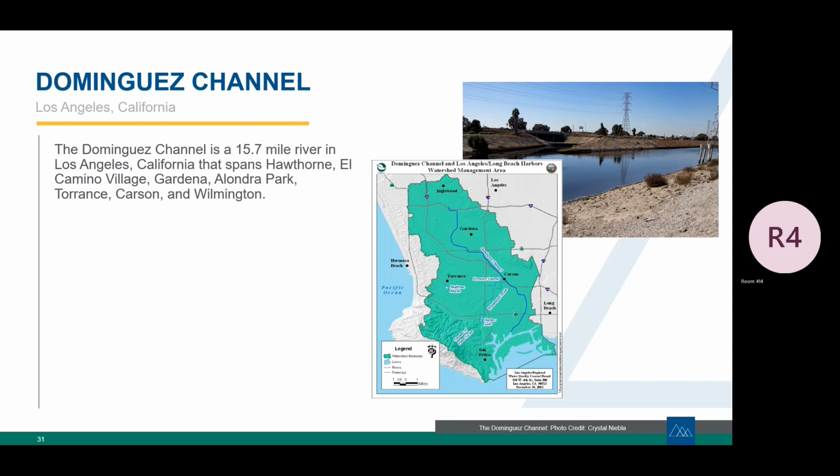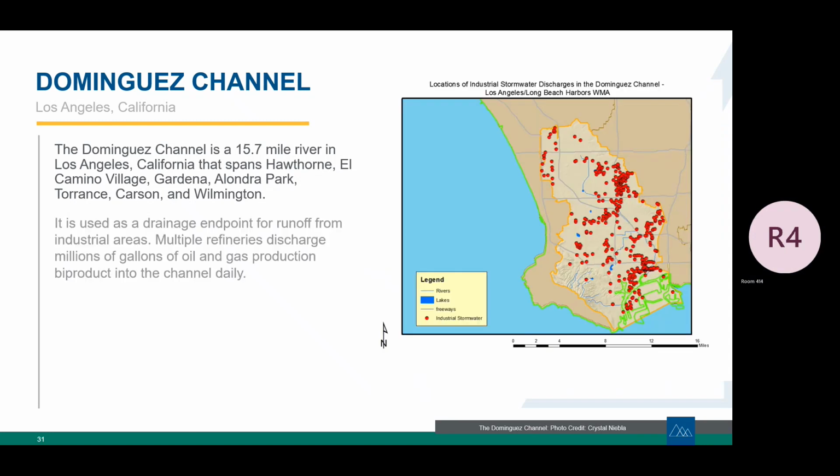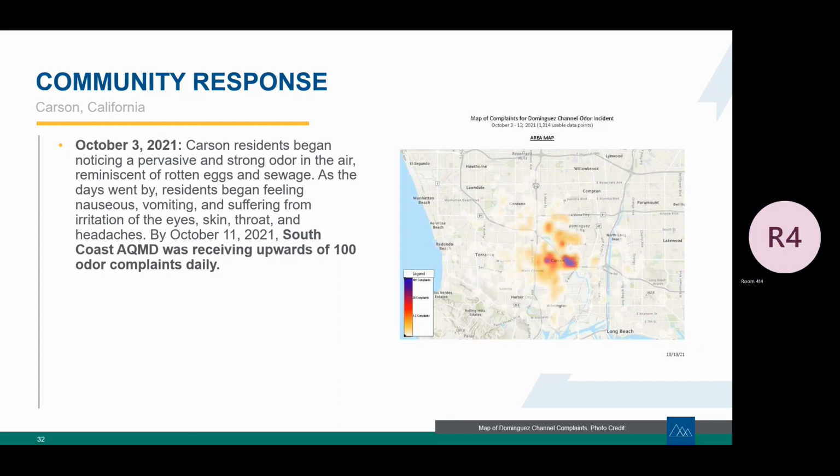It's this right here in blue. Torrance Refinery is located right around here. Refineries in the Carson area are pretty much right on the Dominguez Channel. Dominguez Channel, it handles drainage. It's a drainage endpoint for runoff from the industrial areas. Multiple refineries discharge millions of gallons into the channel daily, but nothing like this had really occurred before. And so the community is concerned.